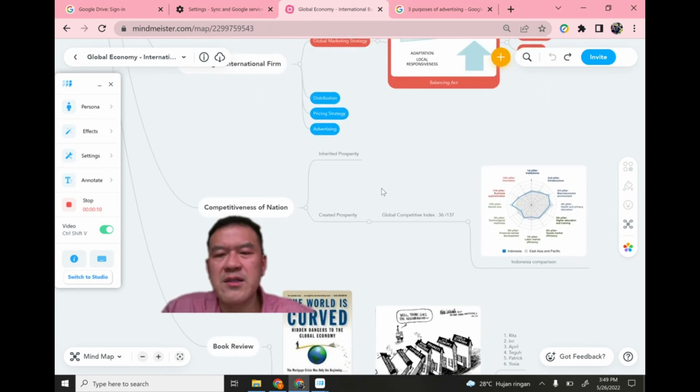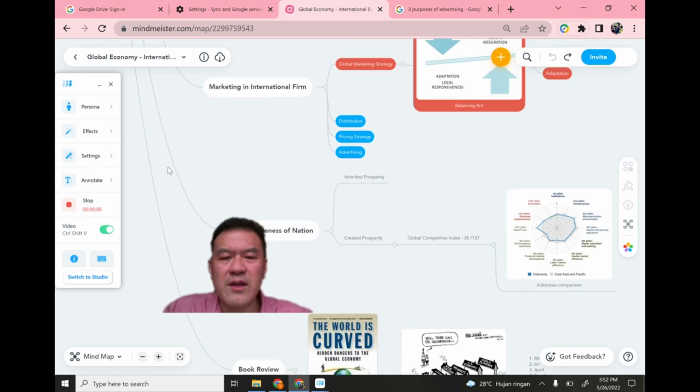Next, we also learn about the competitiveness of nations. There are actually two types of prosperity. The first one is inherited prosperity, and the second is created prosperity. Inherited prosperity is what the land has, for example natural resources, oil and mining products, and also the fertility of the land. Inherited prosperity needs to be taken care of, and it can actually erode over time. Created prosperity is the prosperity created by its people. It can come from the entrepreneurial capability of the people.